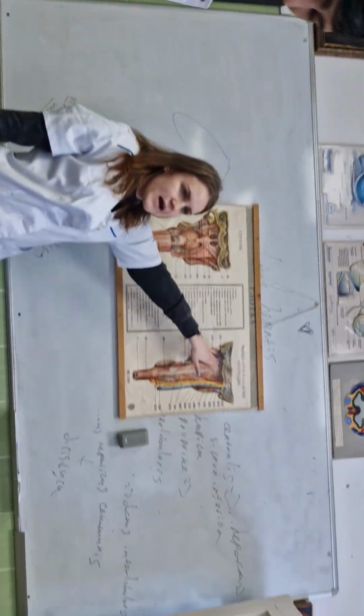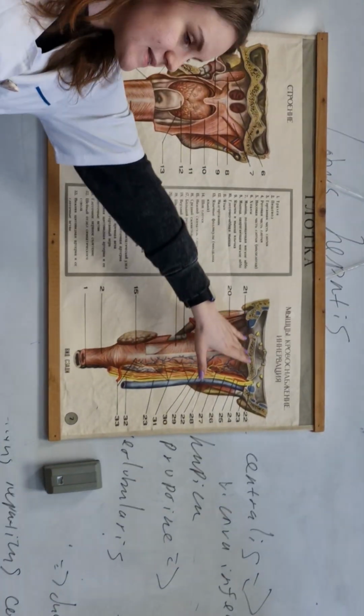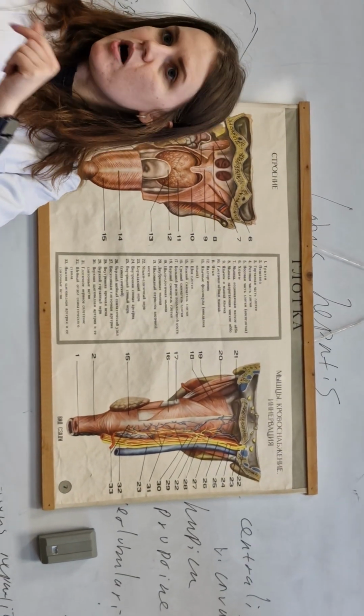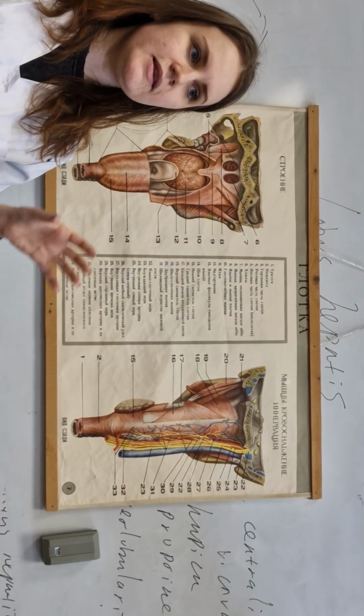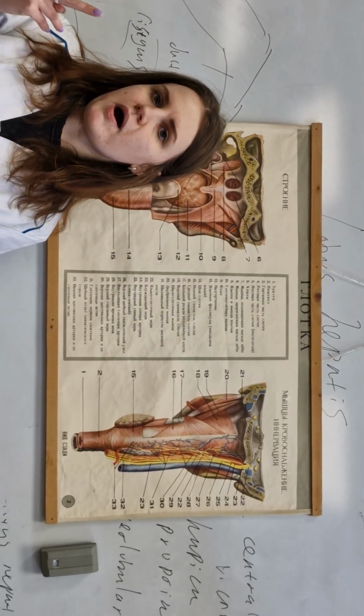Fascia pharyngobasilaris attaches our pharynx to the basilar bone. It is the second layer, fascia pharyngobasilaris. Understand? Next layer, tunica muscularis. We have two types of muscle: two longitudinal and three constrictor.